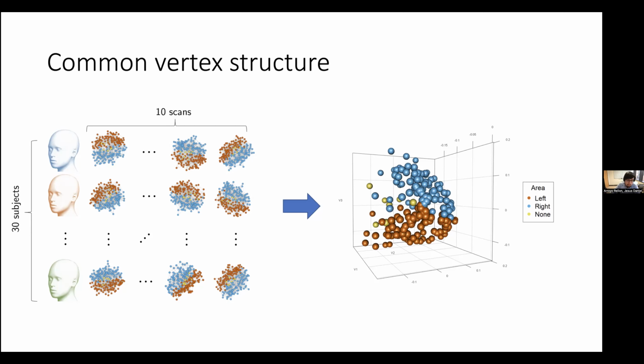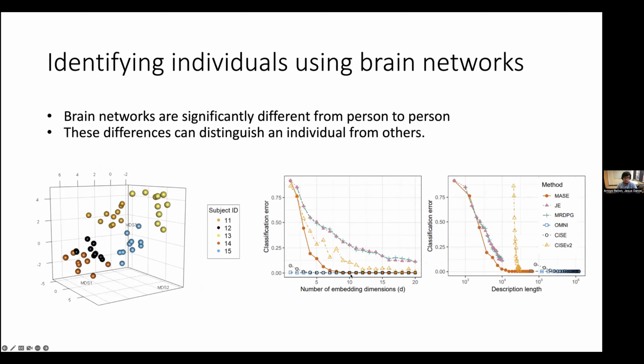Once we have some common representation that provides good information about the brain, we can also try to understand how different the networks are from person to person. So here I have a plot with points. Each of these points represents one of the networks in the previous slide, and the colors correspond to the different subjects.